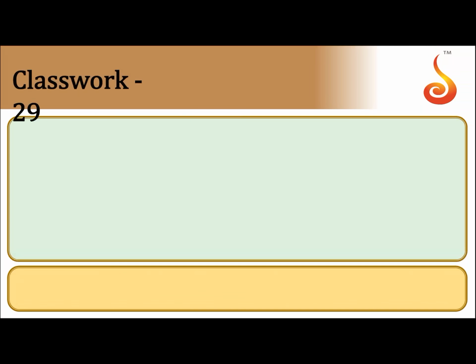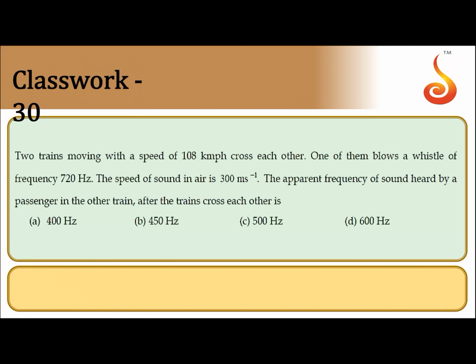Yes, we shall move on to the next one. Two trains moving with a speed of 108 km per hour cross each other. One of them blows a whistle of frequency 720 Hz. Speed of sound in air is 330 meter per second. The apparent frequency of the sound heard by a passenger in the other train after the trains cross each other is.